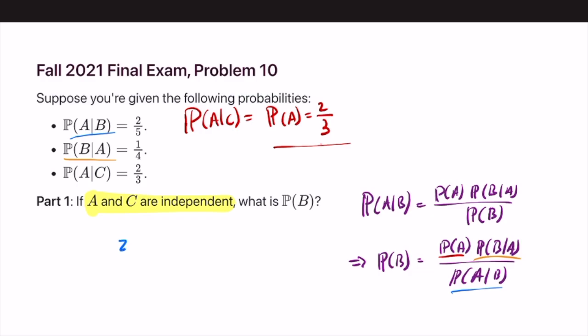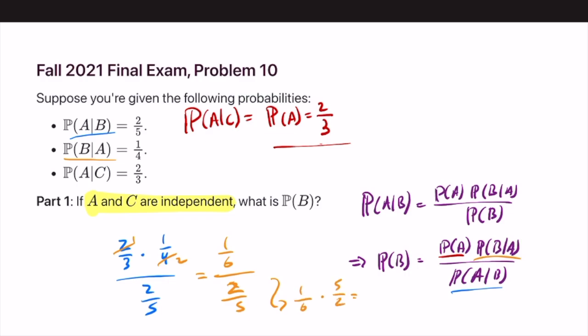So the probability of A is 2/3 times B given A is 1/4 over 2/5. Turn that into a 2, that becomes a 1. This becomes 1/6 over 2/5, and we can take this down with the reciprocal. So 1/6 times 5 over 2, which equals 5/12. Good enough.